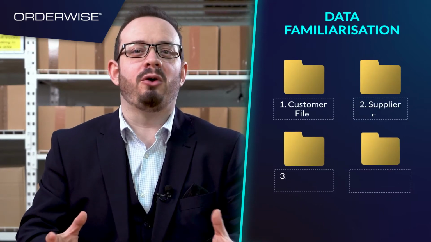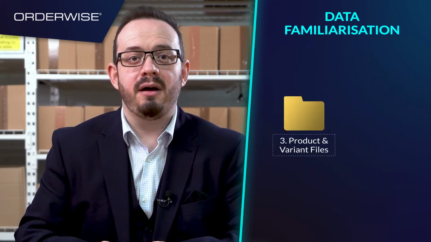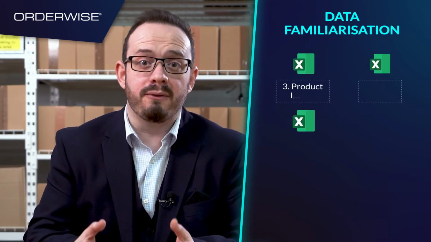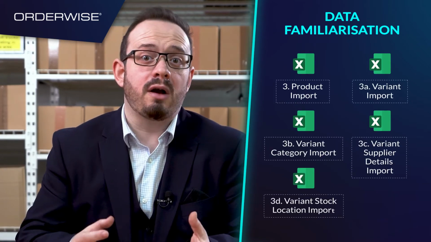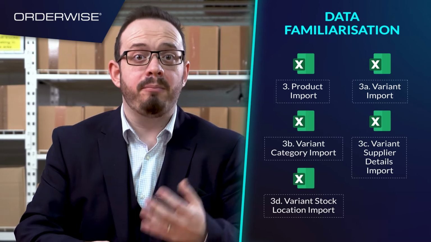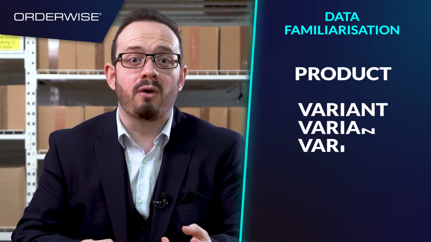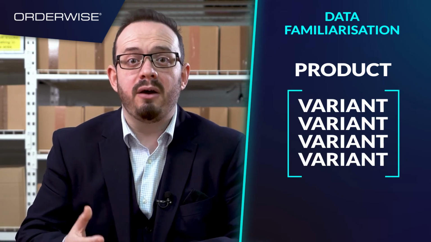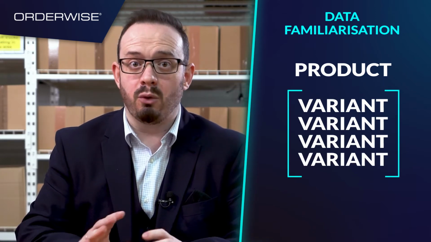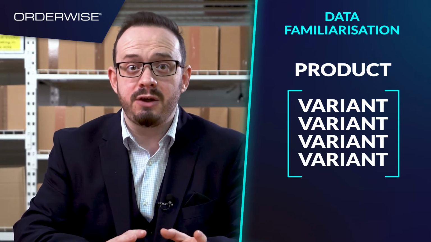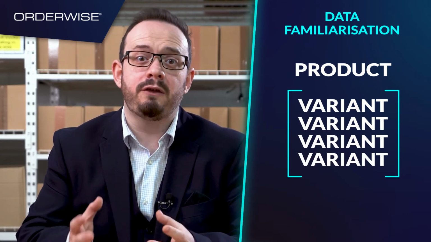Let's move on to the Product and Variant folder. Stock items need a bit more work, and have a few more import files than the other folders do. But stock records take on two forms: product and variant. Product allows you to group similar items together, and variants are the standard term in OrderWise for your stock item or SKU. Don't worry, these terms can be changed, but for the imports, we're going to stick with the standard terms for now.